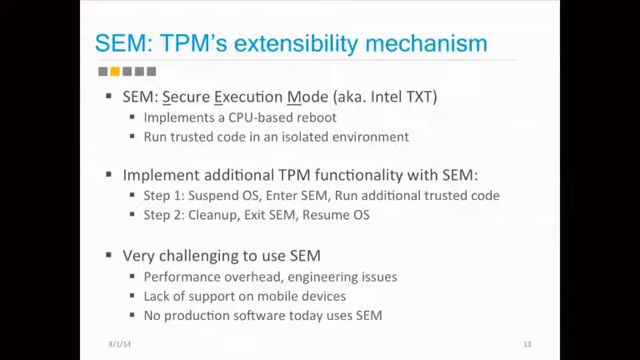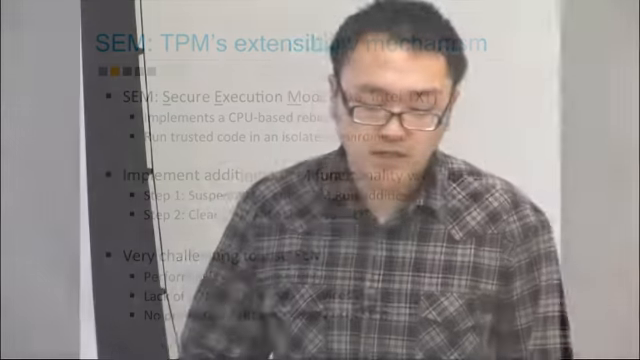As a design alternative, secure execution mode could be used to implement the TPM extensibility mechanism. This mode is also called Trusted Execution Technology in Intel. It implements a CPU-based reboot and sets up an isolated environment to run trusted code. It could be generally used to implement additional TPM functionalities, such as key migration across TPMs.